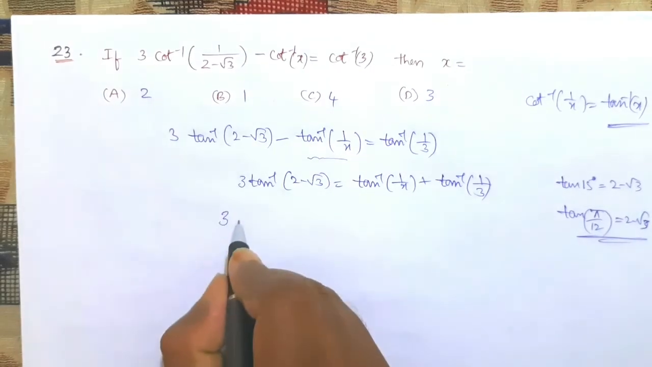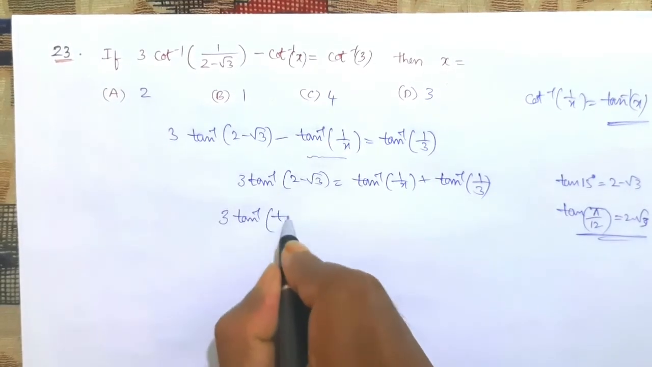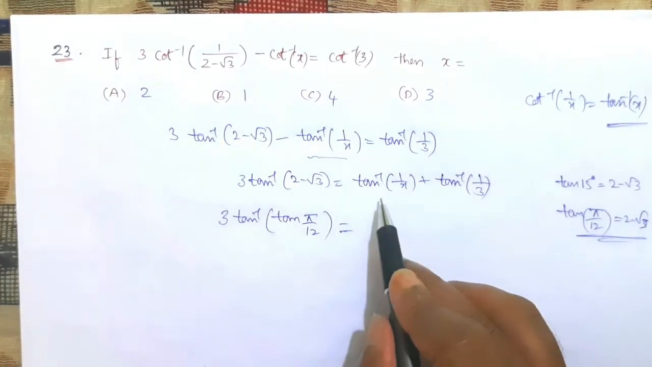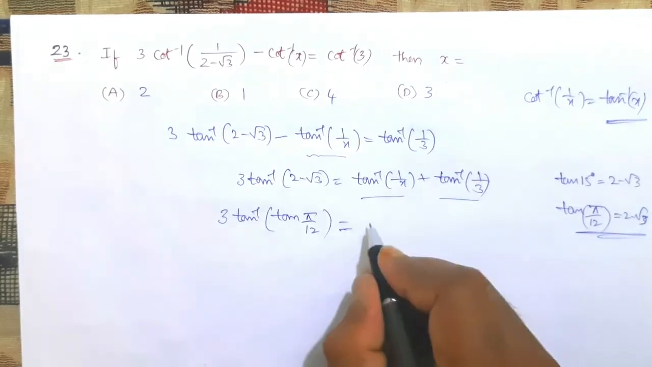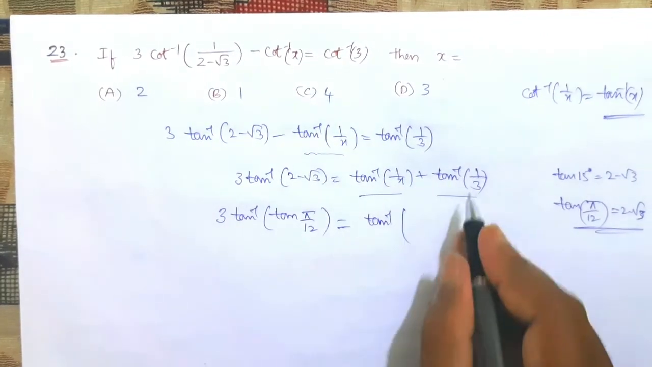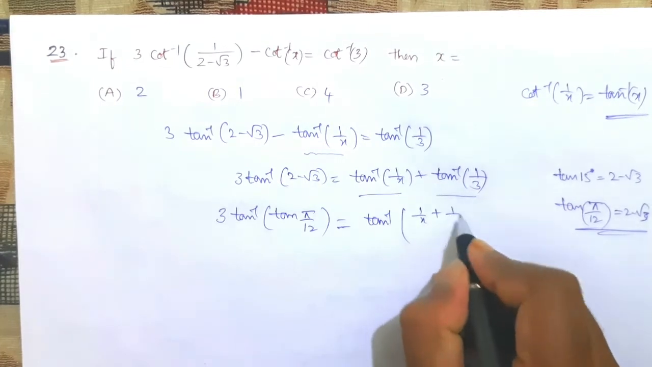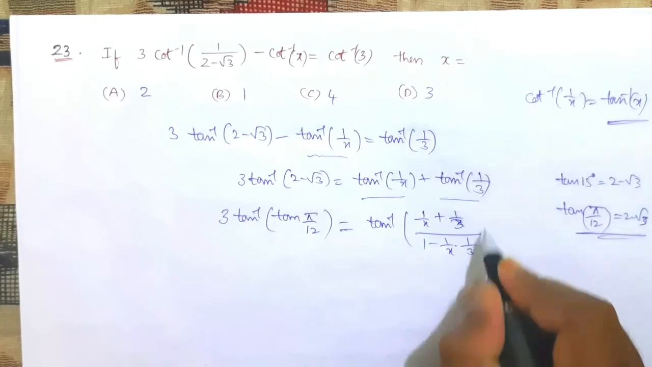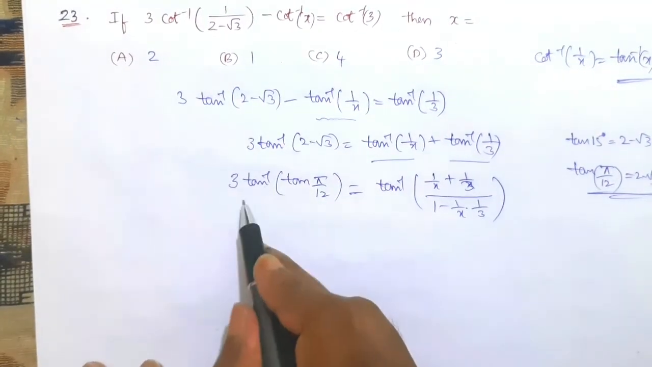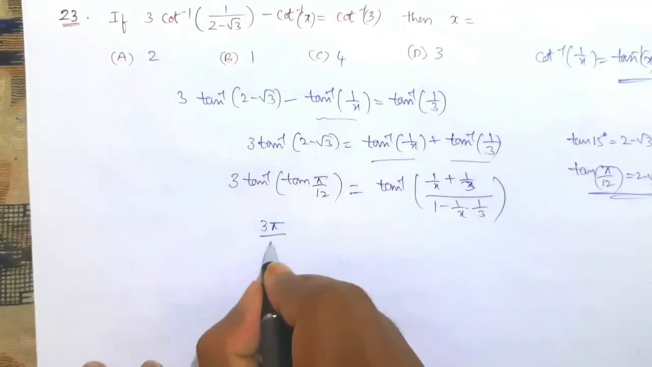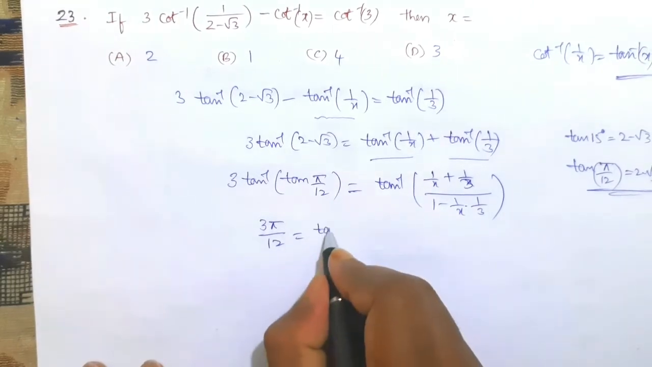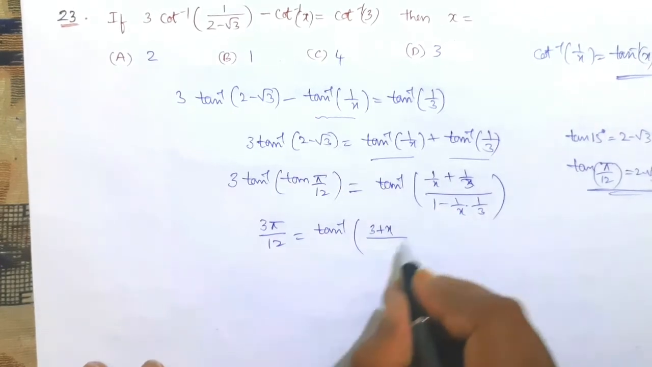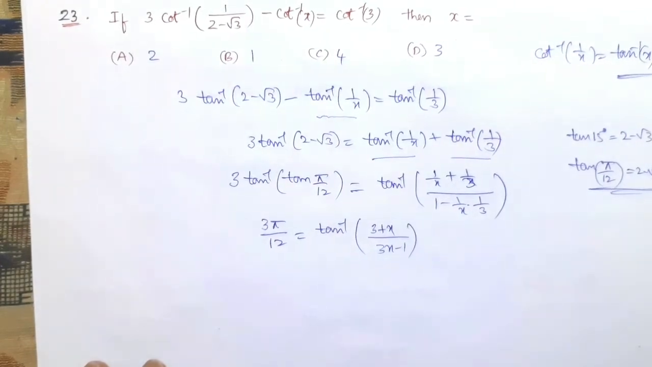So if you replace that, tan inverse of it will be tan pi by 12. This is the formula of tan inverse x plus tan inverse y, which is tan inverse of (x plus y) by (1 minus xy). So 1 by x plus 1 by 3 divided by 1 minus 1 by x into 1 by 3. Simplify, tan inverse and tan cancel, so 3 pi by 12 is equal to tan inverse of, simplifying, (3 plus x) by (3x minus 1).